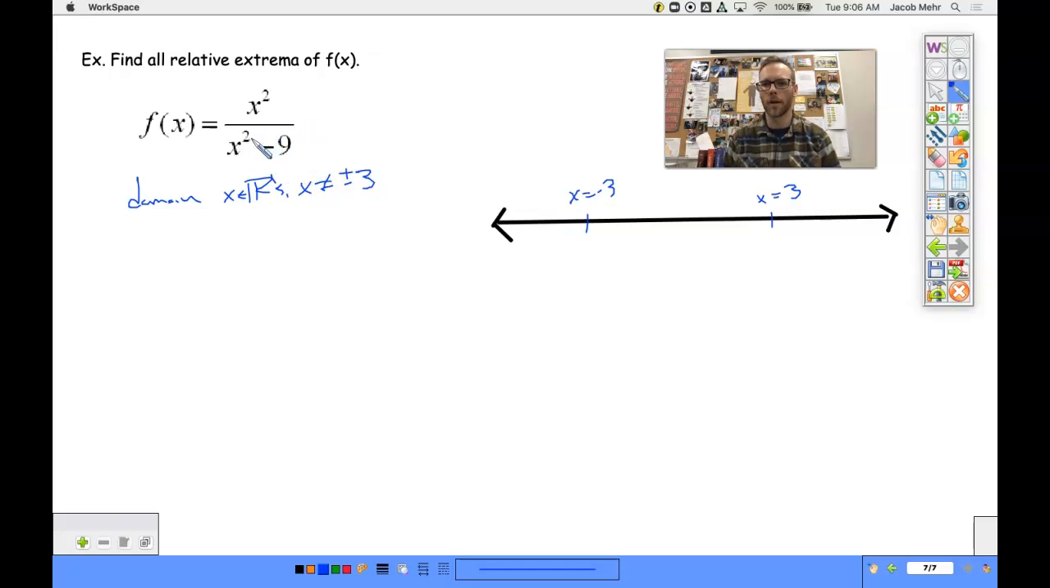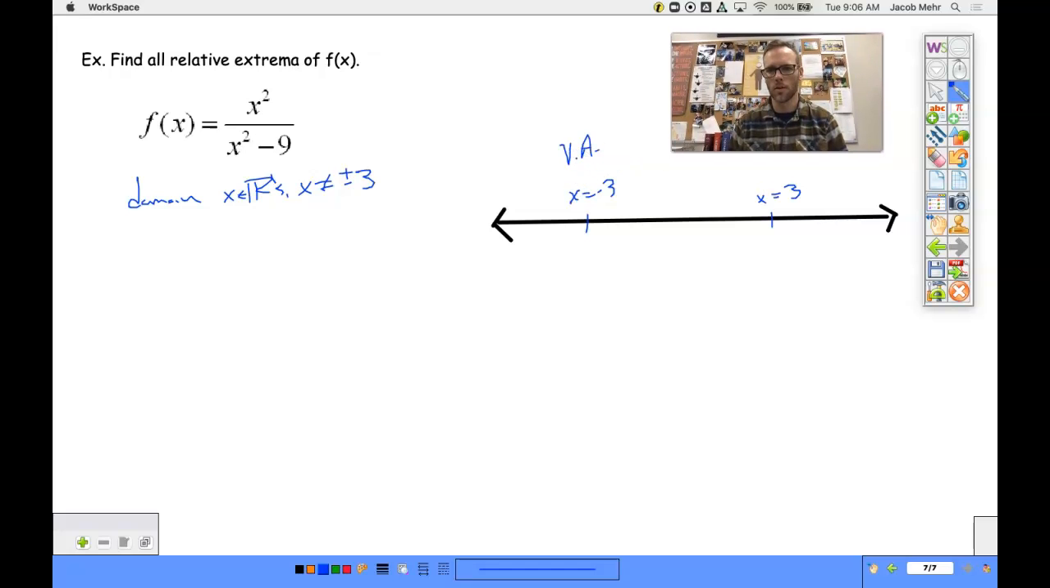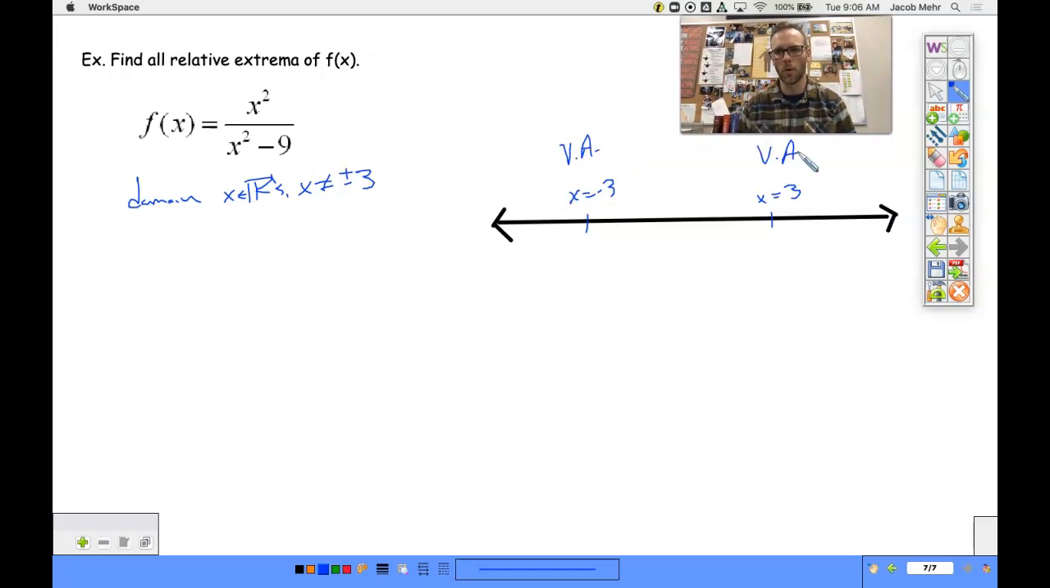What do we have at plus or minus 3? Is that a hole or is that a vertical asymptote? Well, at 3 and -3, the denominator is 0, but the numerator is not. Okay, and we know that those are vertical asymptotes. So I'm going to make a little note here. They're not holes. Remember, holes happen when you get 0 over 0, when a factor in the numerator cancels out a factor in the denominator.